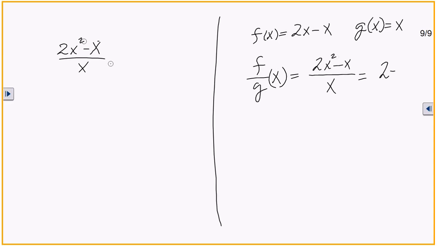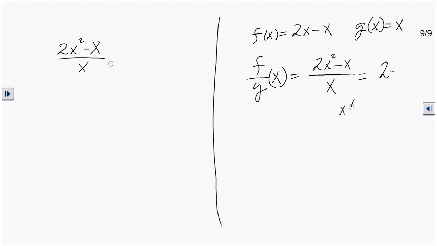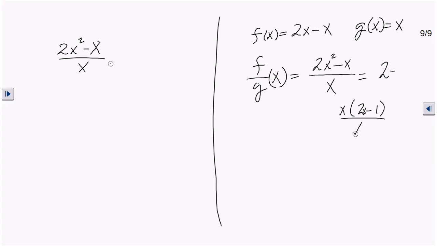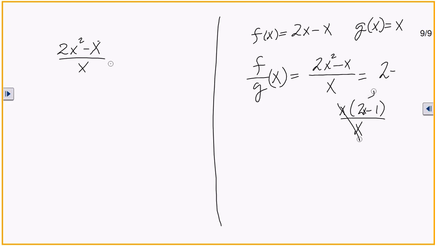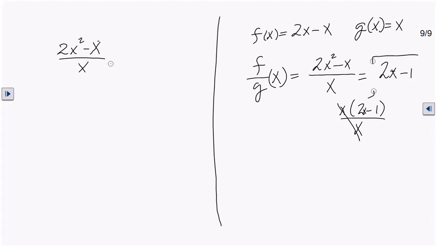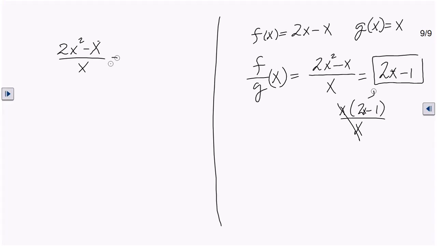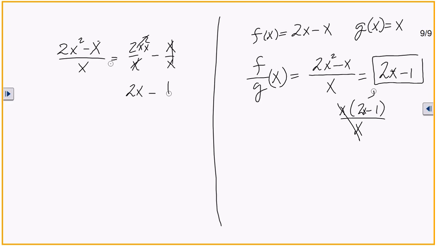There we go. All right, so that's going to be 2, factor out an x, 2x minus 1 over x, and that cancels, so you're left with 2x minus 1. Same thing over here. 2x squared over x minus x over x. That cancels. You're left with x. 2x minus 1.